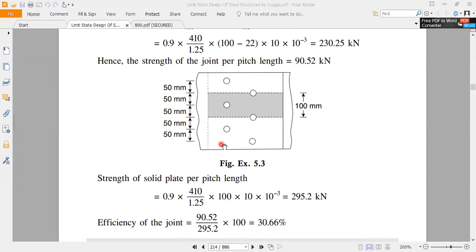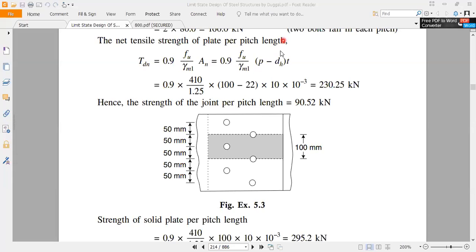See, if you imagine only one bolt, then that bearing is the 80 kilonewton, what we got. But if you imagine per pitch length of the connection, then two bolts are coming. So here 1/4, here 1/4 portion. Is it 1/4? No, half portion. Sorry, half portion.